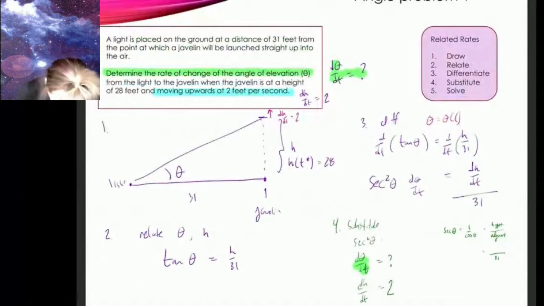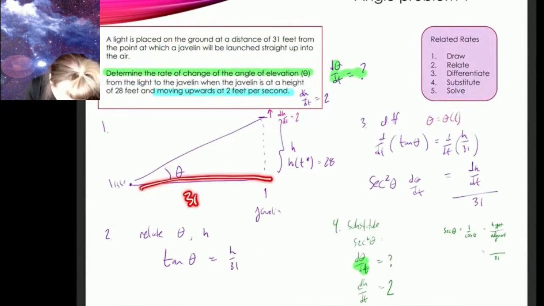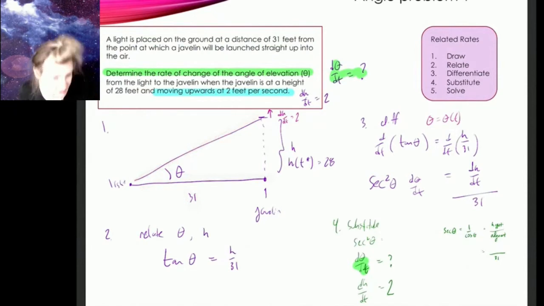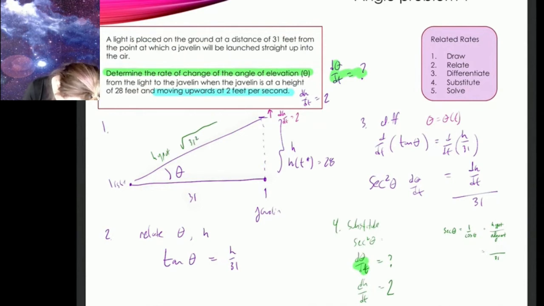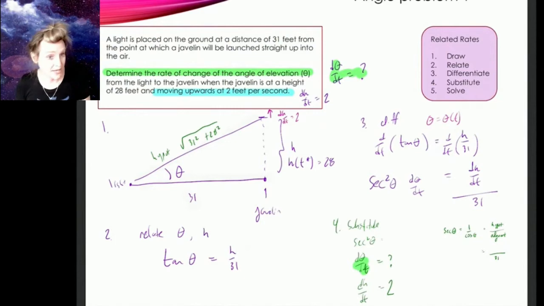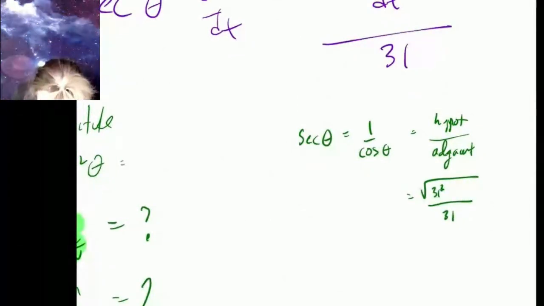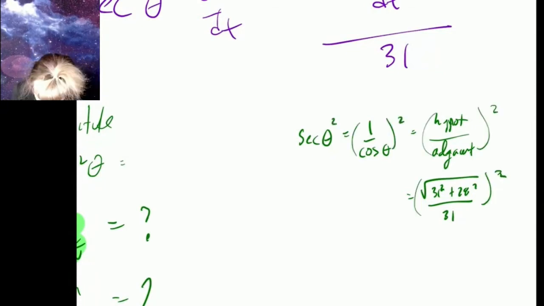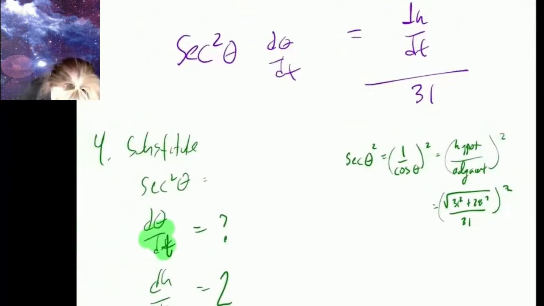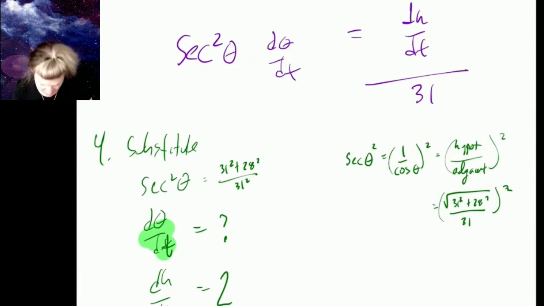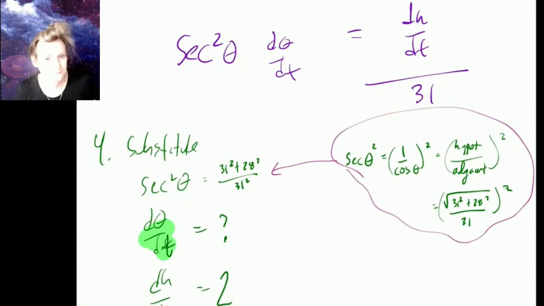The adjacent one is 31. I'm going to refer back to my drawing here. I've got my angle. I've got the adjacent leg, 31. And on the hypotenuse there, we're going to use our friend, you probably guessed it, the Pythagorean theorem to compute this length here. The hypotenuse is going to be the square root of 31 squared plus 28 squared. We did use our 28. So I'll take that length of the hypotenuse and propagate that down into my formula. Then if I square that, I have that secant squared is equal to 31 squared plus 28 squared over 31 squared.